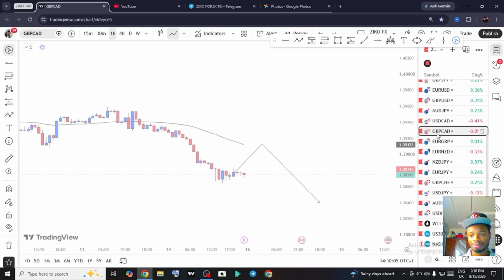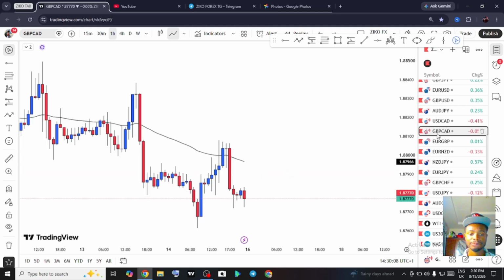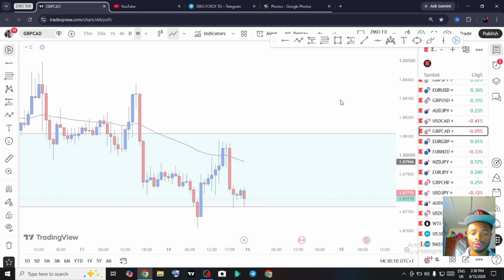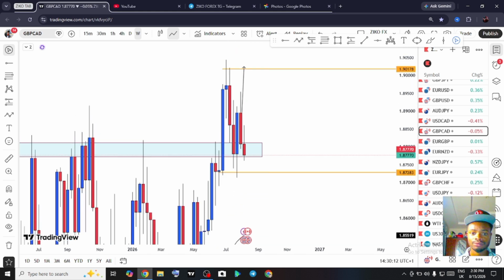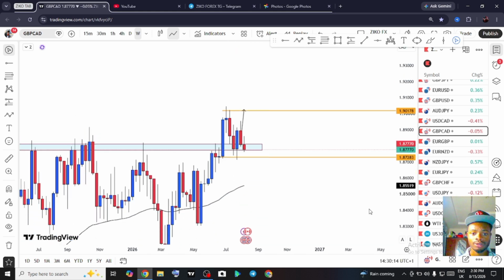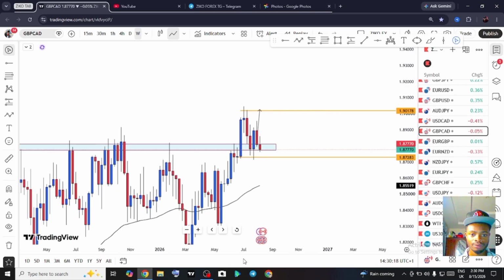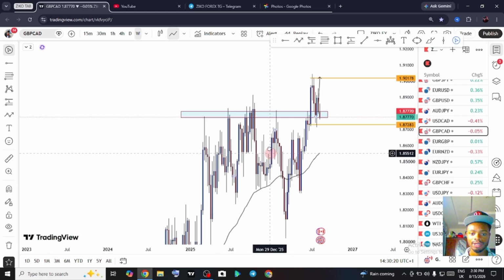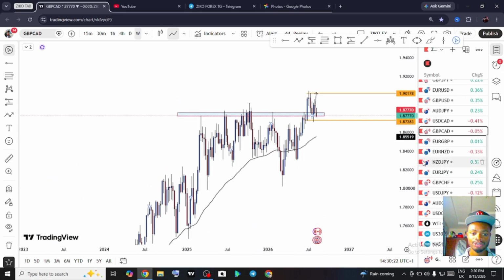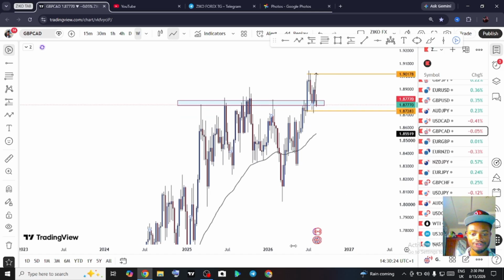So next pair, GBPCAD. Let's start with the weekly. Weekly time frame is bullish, right? As you can see, clearly trending to the upside, right? So weekly time frame is bullish.